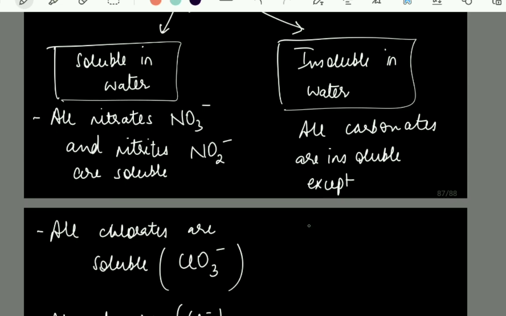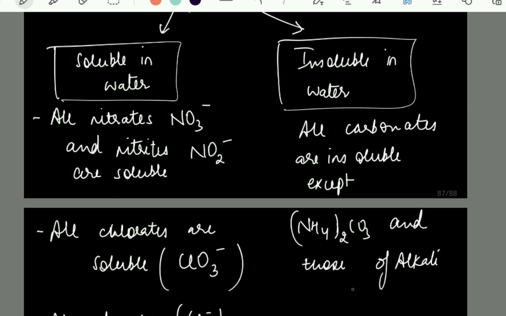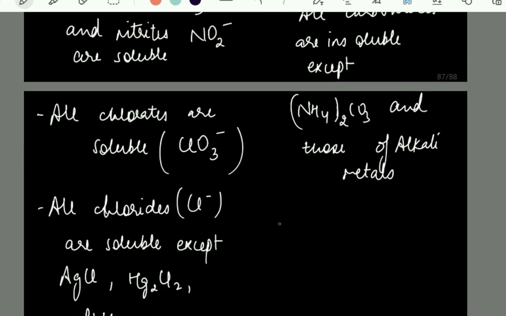So except ammonium carbonate, and those of alkali metals, right?